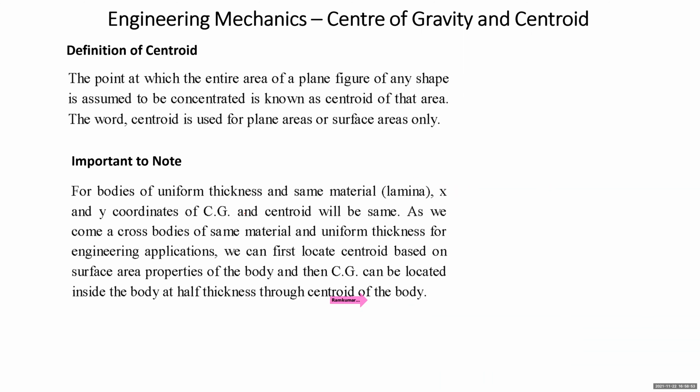Now, we'll understand what is centroid and in what way it is different from center of gravity. The word CG is used for bodies. As we already defined, CG of the body is a point at which the entire mass of the body is assumed to be concentrated. The word centroid is used for surface area or composite area. The point at which the entire area of the figure is assumed to be concentrated is called the centroid of that area. Again, I repeat, the word centroid is used for composite area and CG is used for the body.